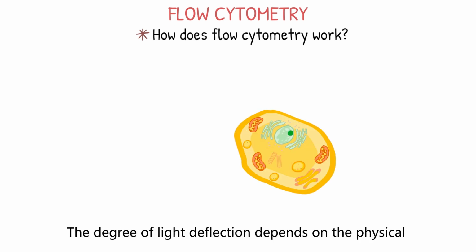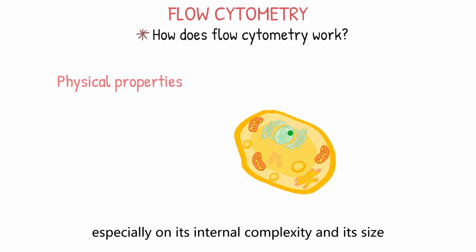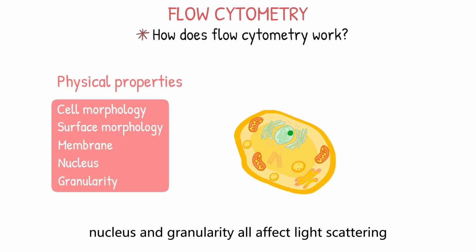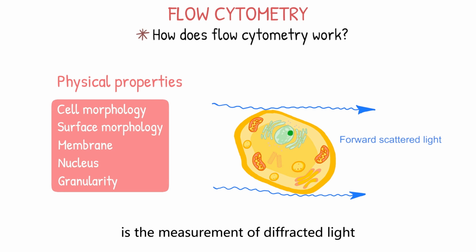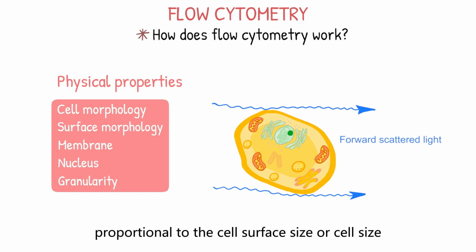The degree of light deflection depends on the physical properties of the particle, especially on its internal complexity and its size. Cell morphology, surface morphology, membrane, nucleus, and granularity all affect light scattering. Forward scatter light is the measurement of diffracted light in the direction of the laser light path or advancement, proportional to the cell surface size or cell size.